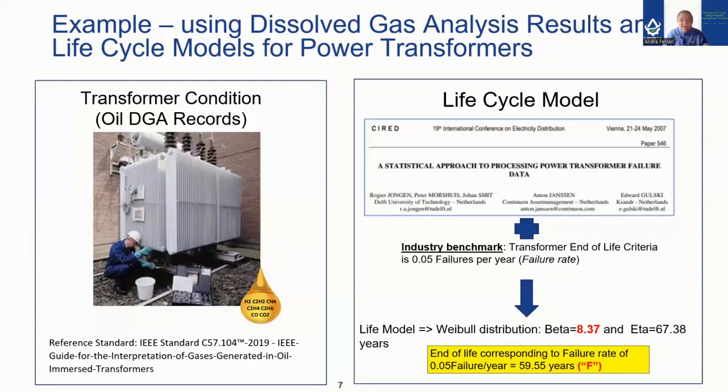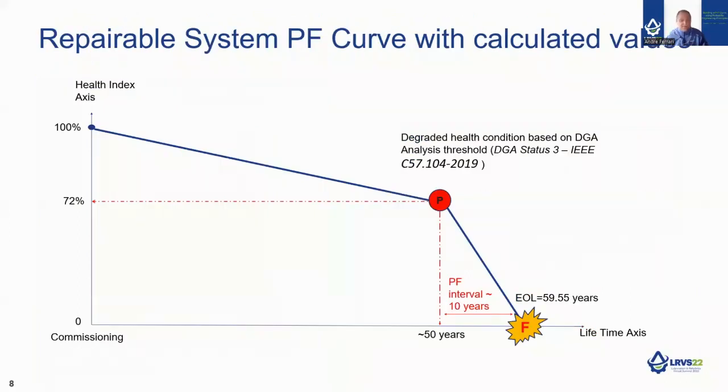So in doing so, I have my F point on my PF curve, which I will illustrate on the next slide. In this study, we use only one condition monitoring method, and so we obtain only one condition point on this PF curve, other than the end of life F point as shown here, right? The condition threshold illustrated here is based on DGA status 3 as defined by the IEEE standard.